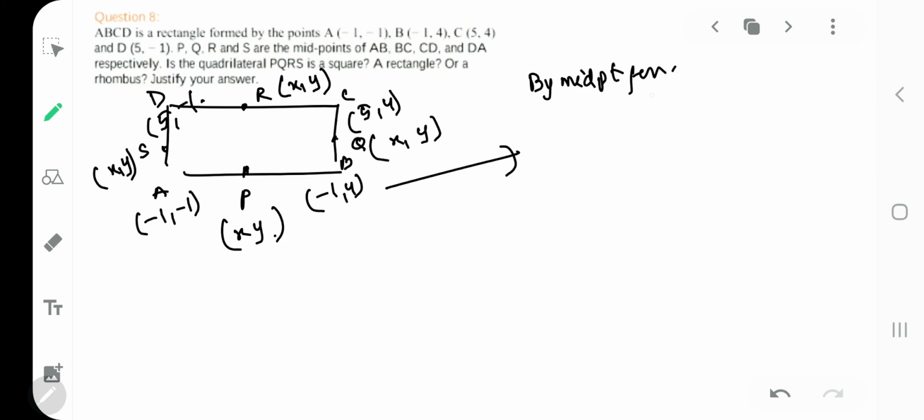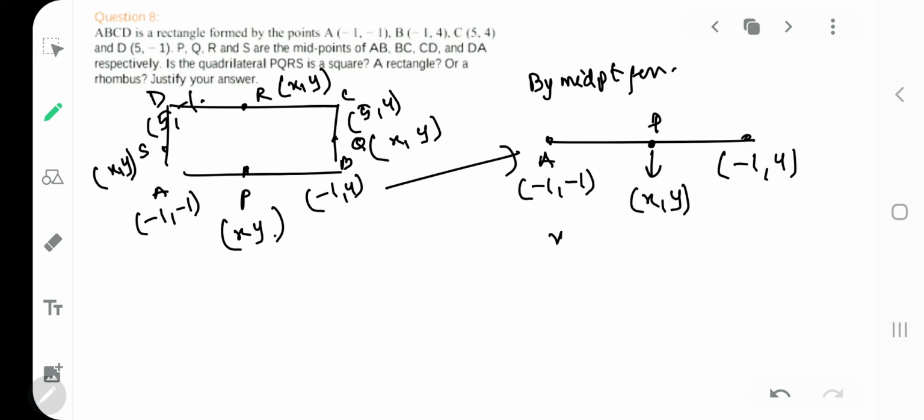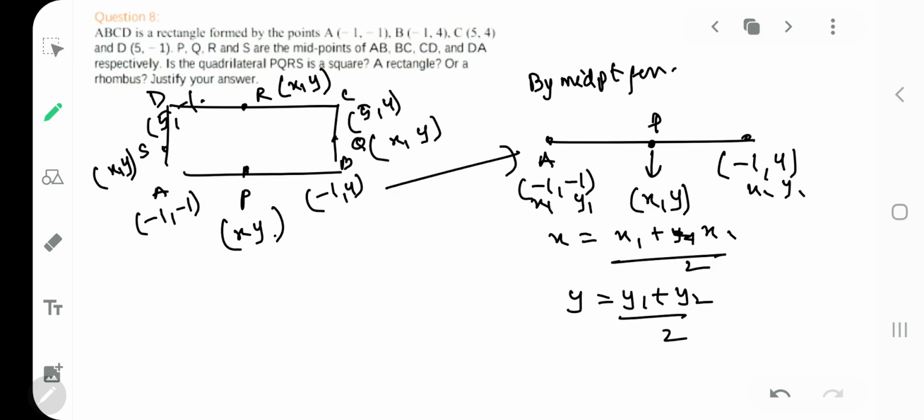What does the midpoint formula say? If the coordinates of A are -1, -1 and of B are -1, 4, and there is a point P between them, what will its coordinates be? x will be equal to (x1 plus x2) upon 2 and y will be equal to (y1 plus y2) upon 2. So this is how you will get the coordinates of P. Once you have the coordinates of P, similarly you have to find the coordinates of Q, R, S. Once you have all the coordinates, you have to say, is the quadrilateral PQRS a square?